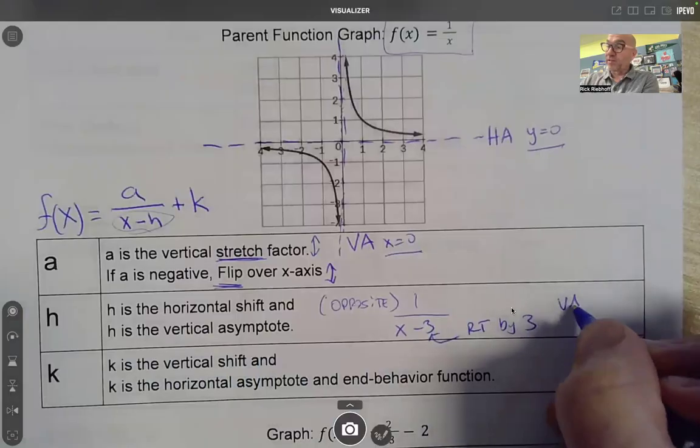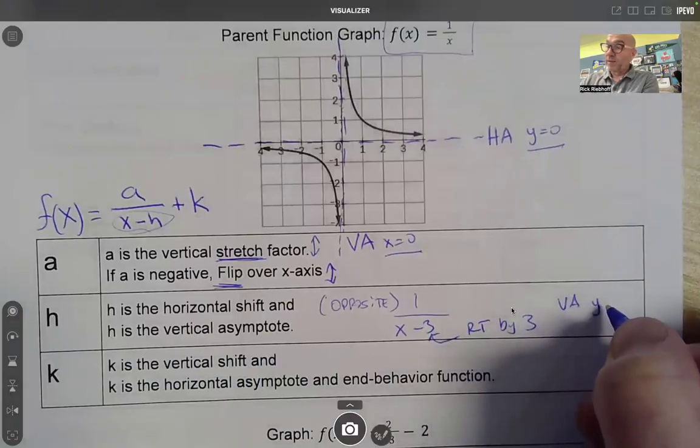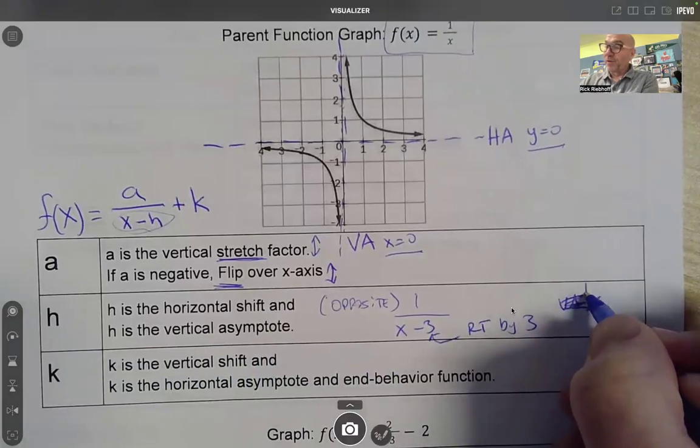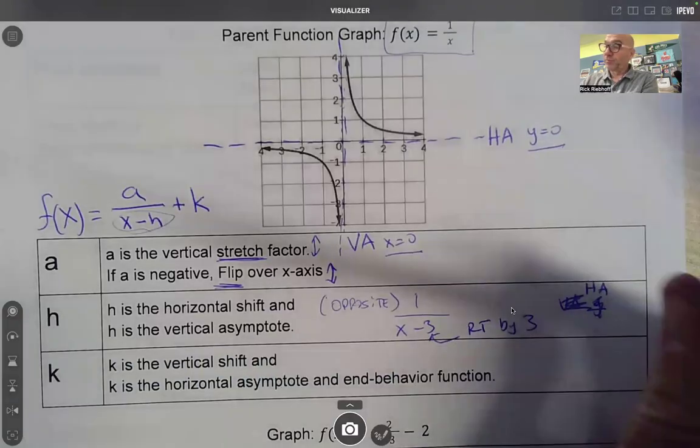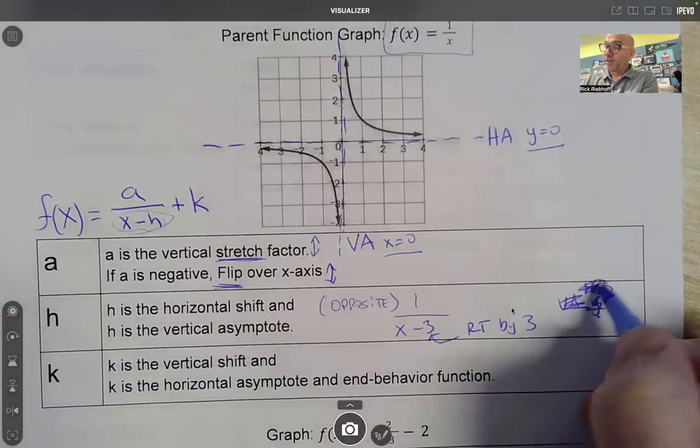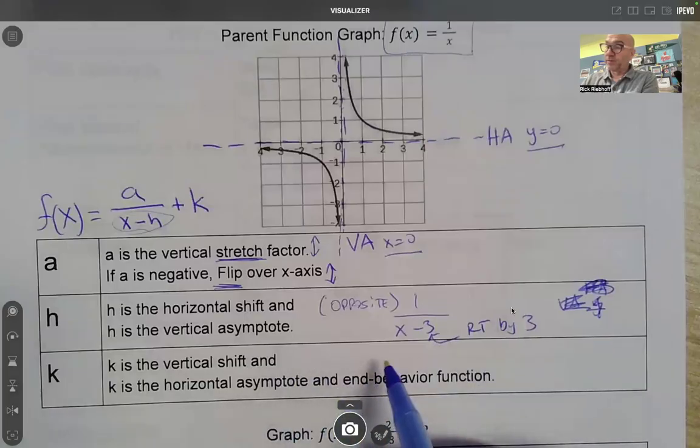So my vertical asymptote would be... oops, sorry. My horizontal asymptote... oh, sorry. This is right by 3, horizontal. Yeah, I'm good.